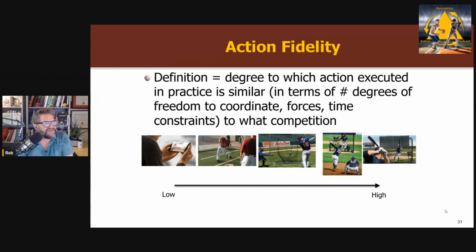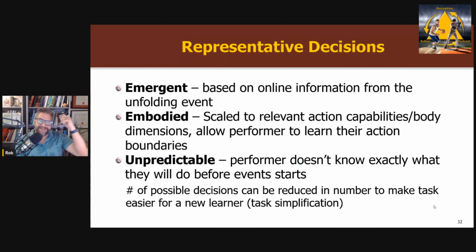Action fidelity. Action fidelity is the degree to which the action in practice is similar, in terms of the degrees of freedom involved, the forces, and the time constraints, to what's in competition. When you're doing a picture recognition app, that's really low action fidelity. Hitting off a tee, hitting soft front toss, soft toss, machine, pitcher, we can have a scale of action fidelity. But we need to have it somewhat similar to get any transfer. We need to have similar movement patterns. Here the main difference is obviously information. So that's what needs to be similar between information and movement.